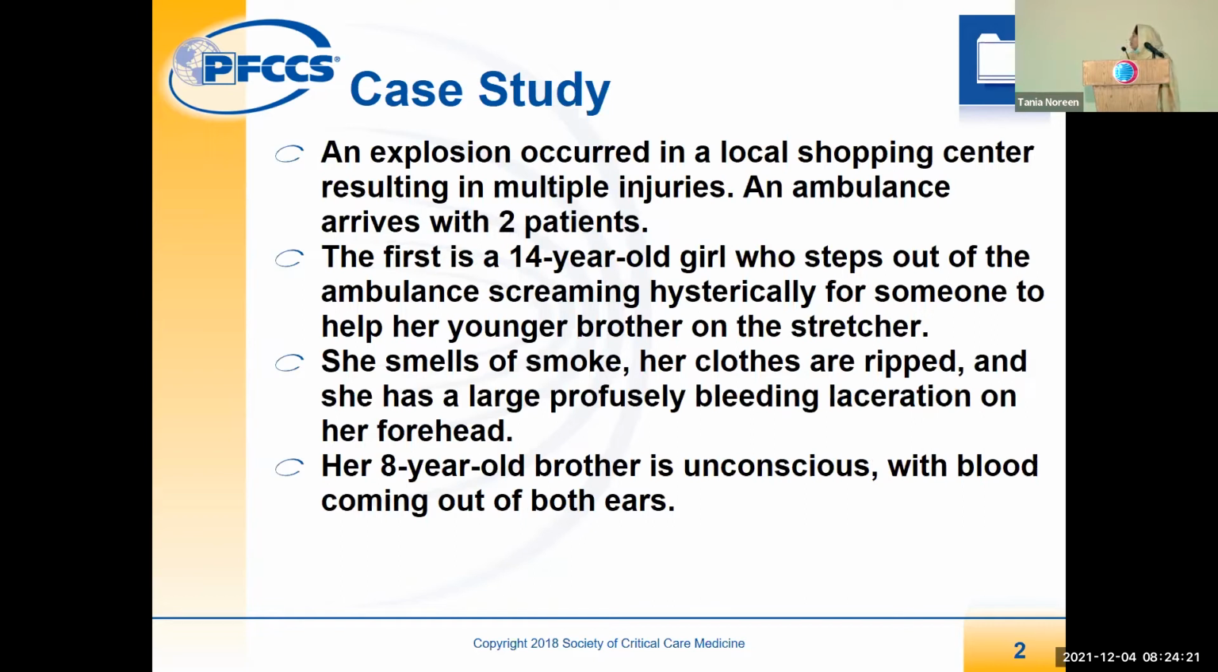There is an explosion that occurred in a local shopping center, resulting in multiple injuries. An ambulance arrives with two patients. The first is a 14-year-old girl who steps out of the ambulance screaming hysterically for someone to help her younger brother on the stretcher. He smells of smoke. Her clothes are ripped and she has a large, profusely bleeding laceration on her forehead. Her 8-year-old brother is unconscious with blood coming out of both ears.